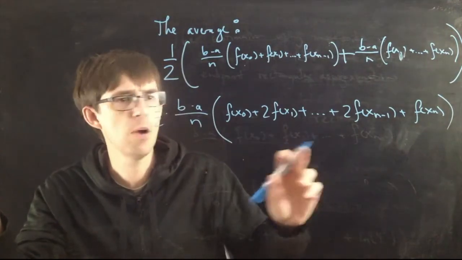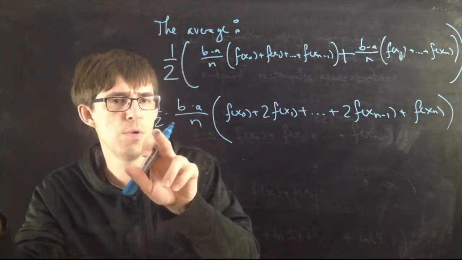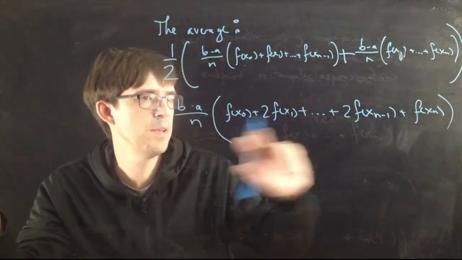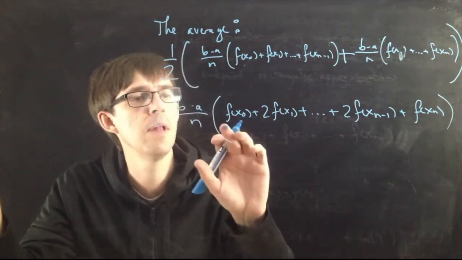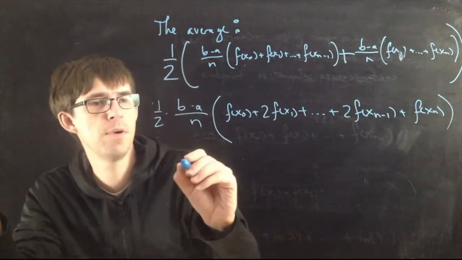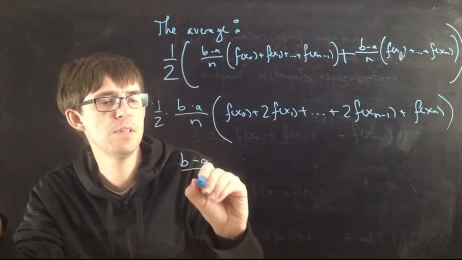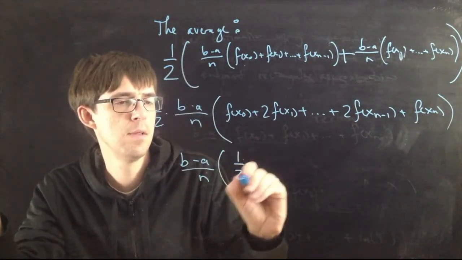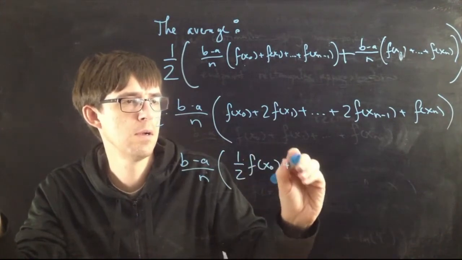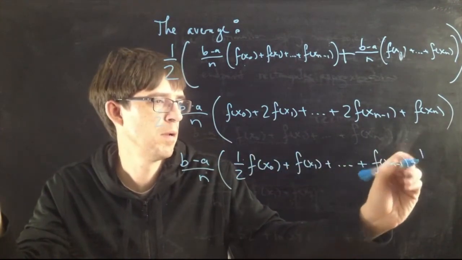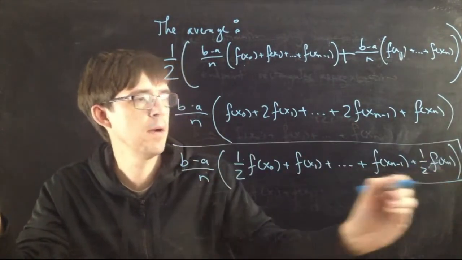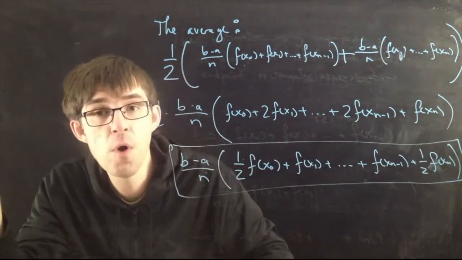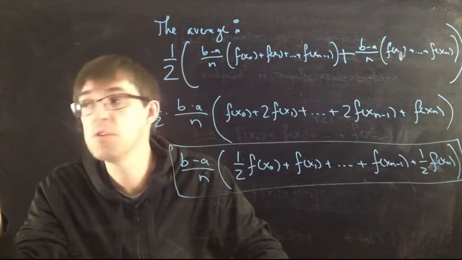But if you look this up in our book, they like to multiply the 1/2 through this whole thing. The effect is it will cancel all of these 2's, and it will end up putting an extra 1/2 on the front and on the end. So this is the formula. Put this in a box somewhere. This is the formula for the approximation of the area using trapezoids.